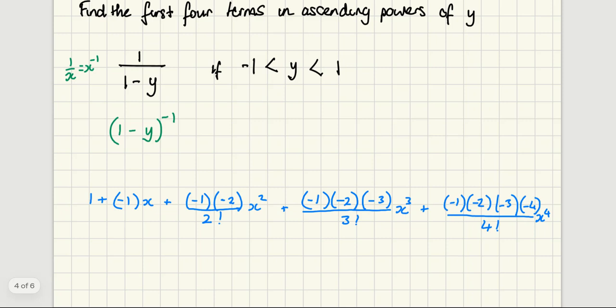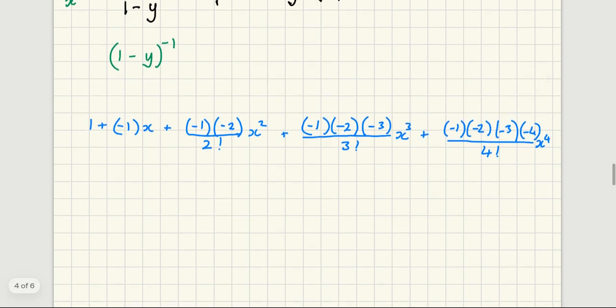But also, we'll come back to where and when it's valid. Okay, but let's simplify. What do we end up with then? So we've got 1 minus x, plus x squared, 2 over 2. It's going to be a minus 6 over 6, so just minus x cubed, plus x to the power 4.